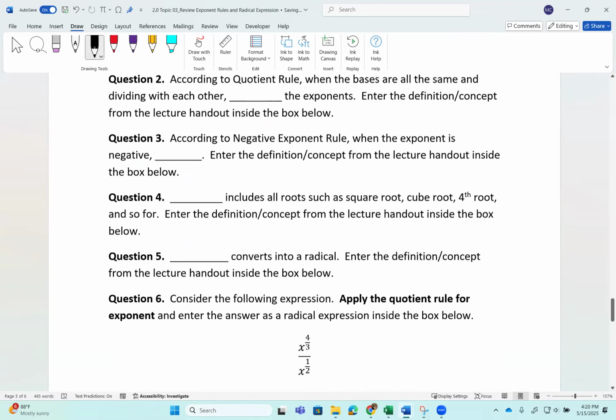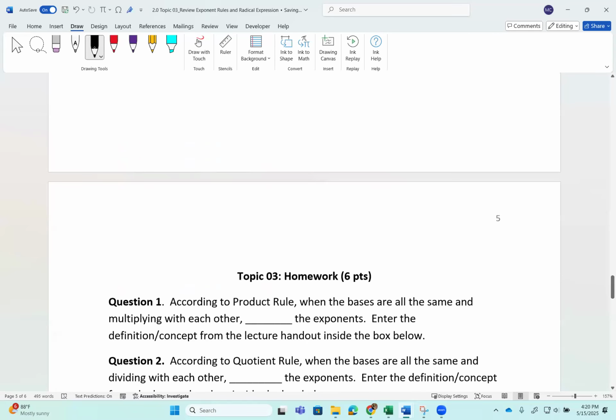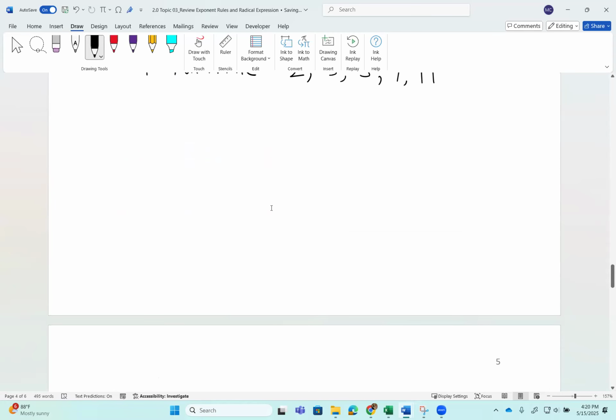So in this lecture video, we reviewed quite a few of these exponent rules, okay? And we also reviewed a little bit on how to simplify the radical.